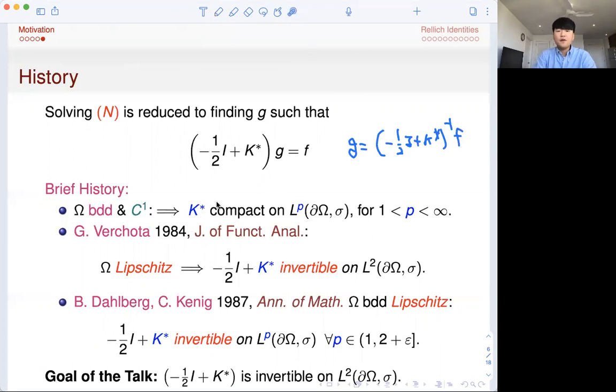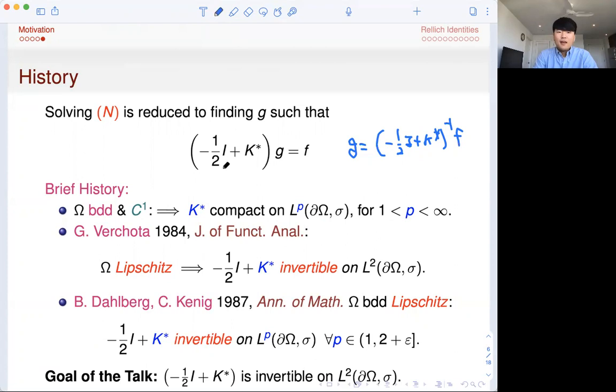So we need to invert this operator to solve the Neumann problem. Let me talk about the history briefly. If omega is bounded and C1, then K star is compact on LP on the boundary for any P strictly between 1 and infinity. This has been proved by Fabes, Jodeit, and Rivière in the late 1970s.